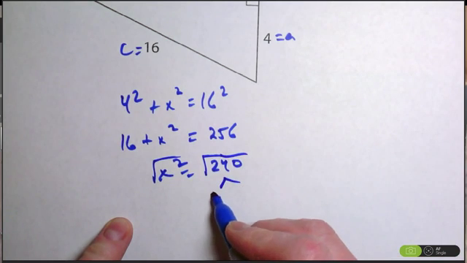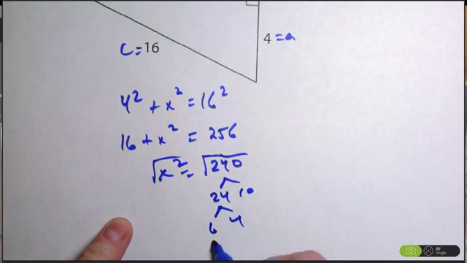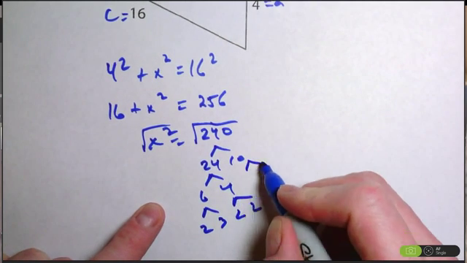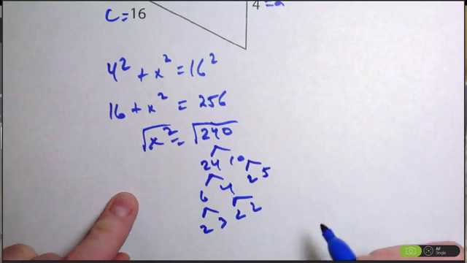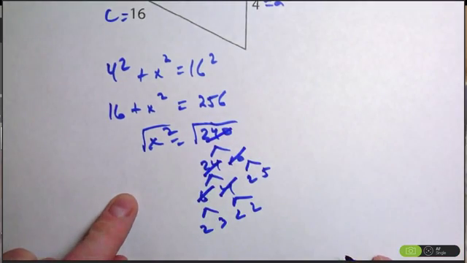Breaking down 240, it's 24 and 10. 24 is, I don't know, 6 and 4. 6 is 2 and 3. 4 is 2 and 2. And then 10 is 2 and 5. And now again, I want to ignore all of the non-prime factors.